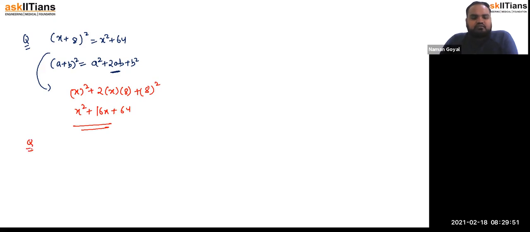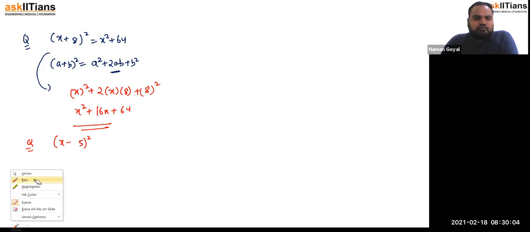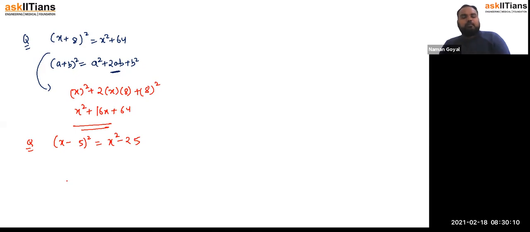Similarly, there is another question in which it is written as x minus 5 whole square, not 25, only 5. This is not 25, this is 5, right? So x minus 5 whole square, somebody wrote this expression as x square minus 25. Okay, so now first of all, what we have to do, we have to find out the correct one. And how do we solve this correct one?